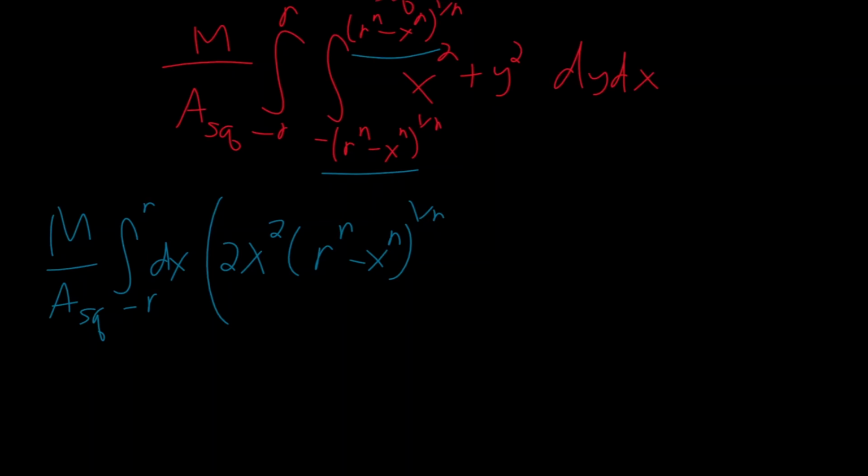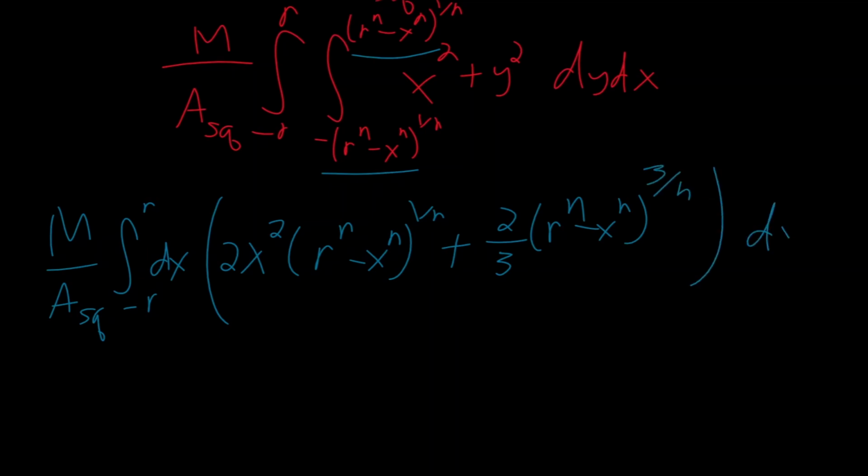Next, for the y squared, this one is arguably more straightforward. We're just going to have 1/3 times y to the third. Similarly, we have the top bound minus the bottom bound, but because the y is cubed, the negative can be pulled all the way through and it's going to cancel. So what we end up having is 2 times our quantity to the third. This right here is just a 2, times (r to the n minus x to the n) all to the 3 over n, because it's cubed.